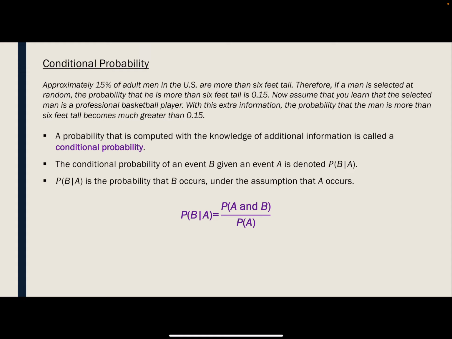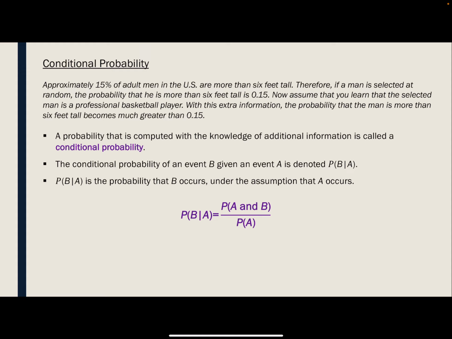Now assume that you learn that the selected man is a professional basketball player. With this information, the probability that the man is more than 6 feet tall becomes much greater than 0.15. This is an example of a conditional probability. We've done conditional probabilities before. We just called them conditional distributions, and we were using percents at the time. But you have done conditional probabilities before.